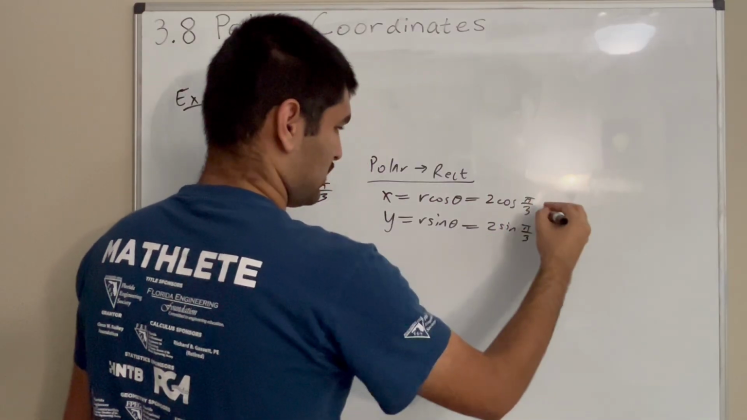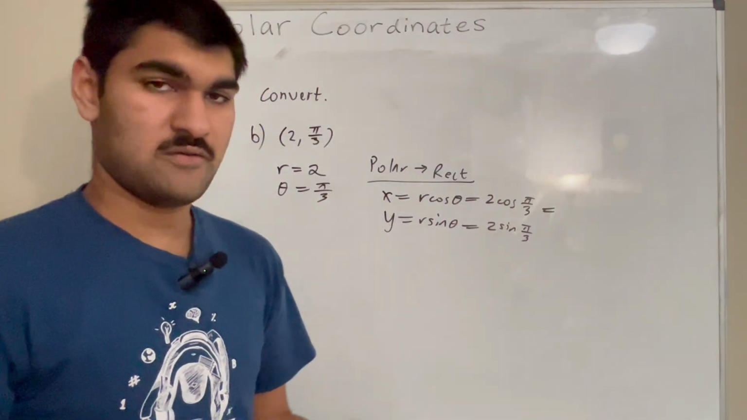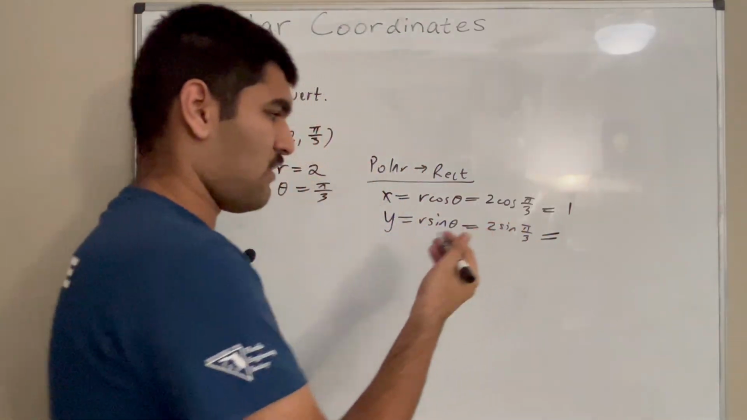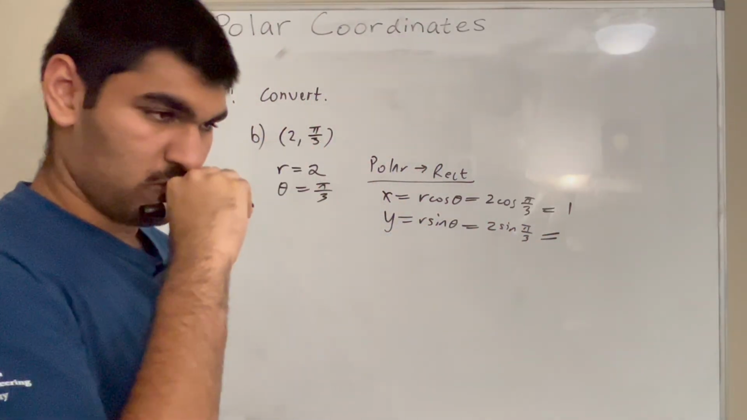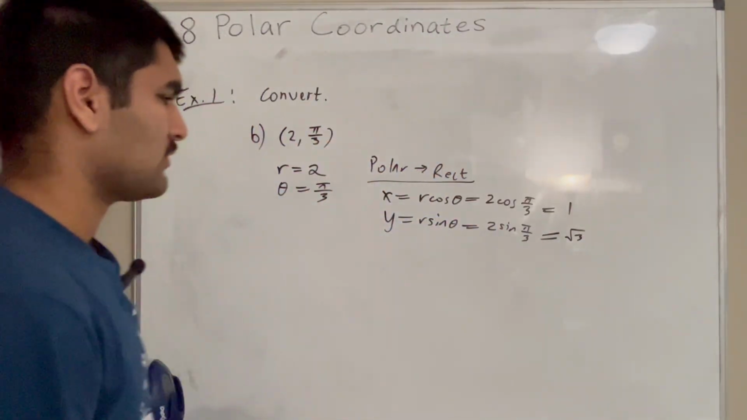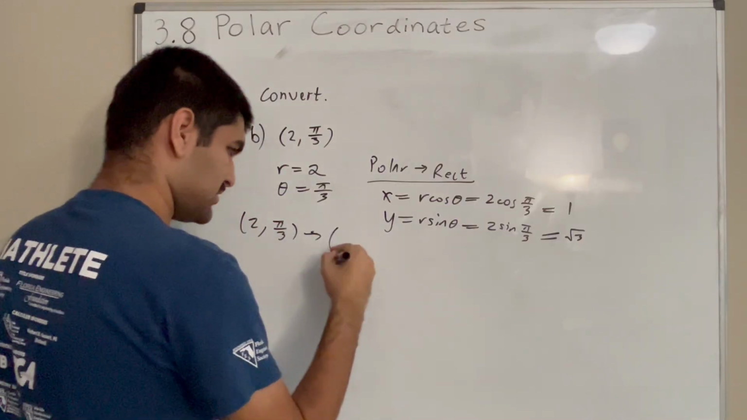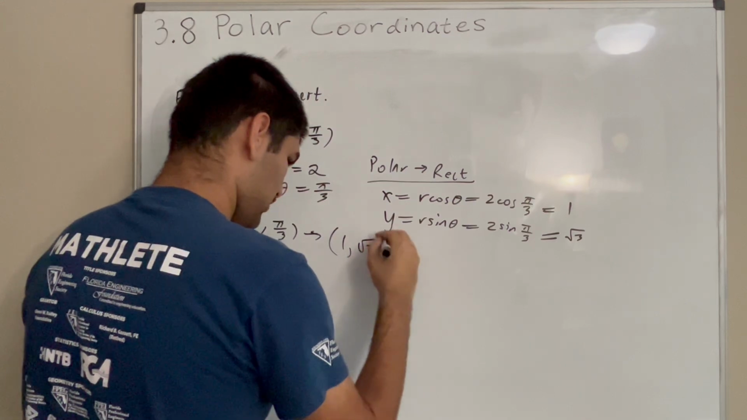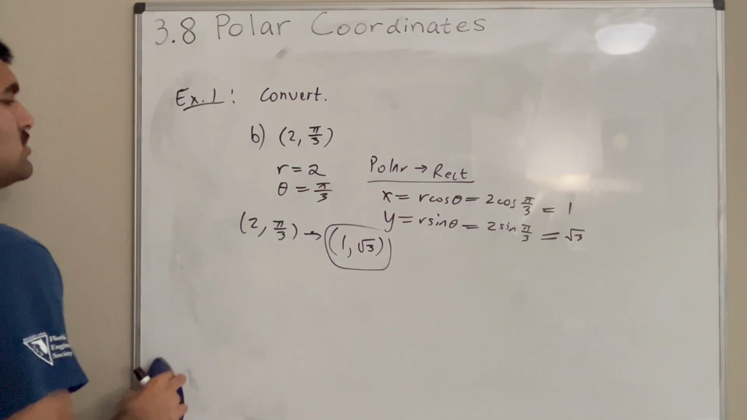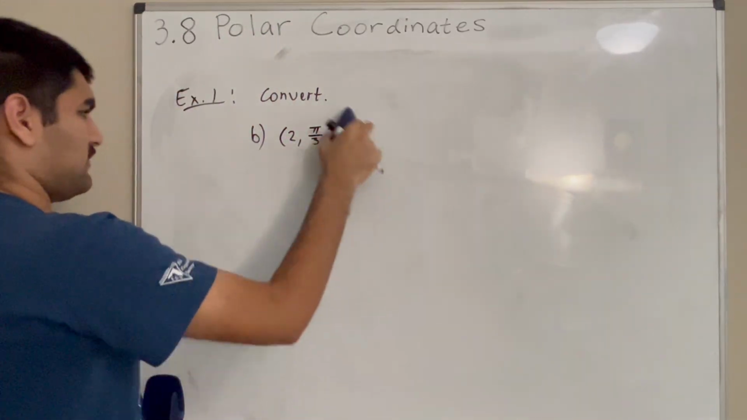So then we can recall our exact values. Cosine of pi over 3 is 1/2. And so then 2 times a half is just 1. So x is equal to 1. And then sine of pi over 3 from exact values is square root of 3 over 2. And so then this just becomes square root of 3. Okay. So rewriting this in rectangular coordinates, we get 1 comma root 3. Okay. All right, nice. So now let's move on to representing complex numbers as polar coordinates.